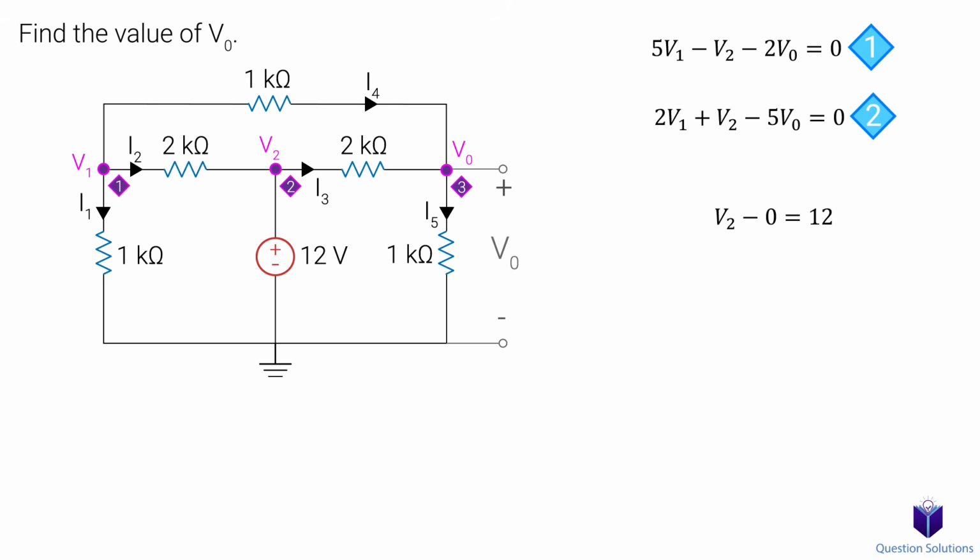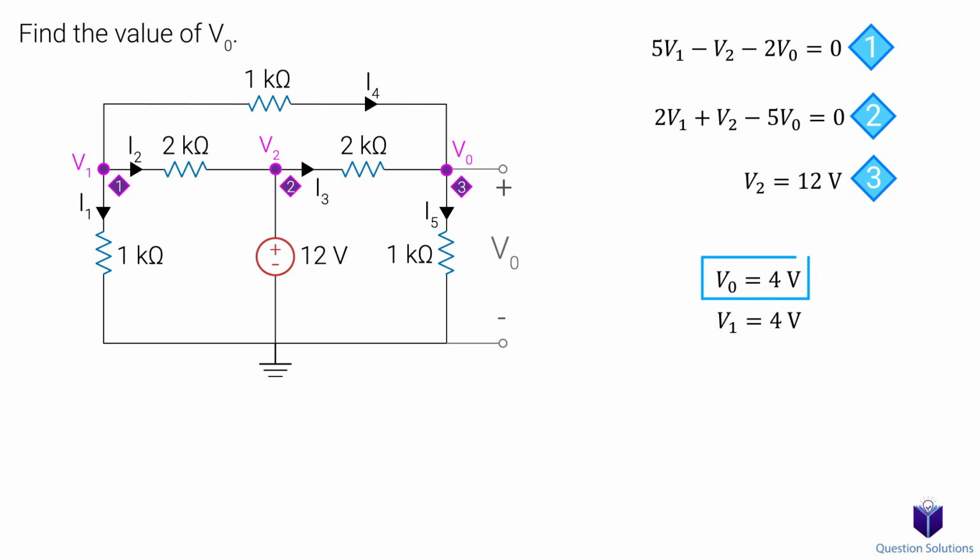So the voltage difference is V2 minus the ground voltage, which is 0 volts, and that's equal to our 12-volt power source. In other words, V2 is equal to 12 volts. That's our third equation, and now we can solve for V0 and V1 using substitution. We get 4 volts, and that's our answer.